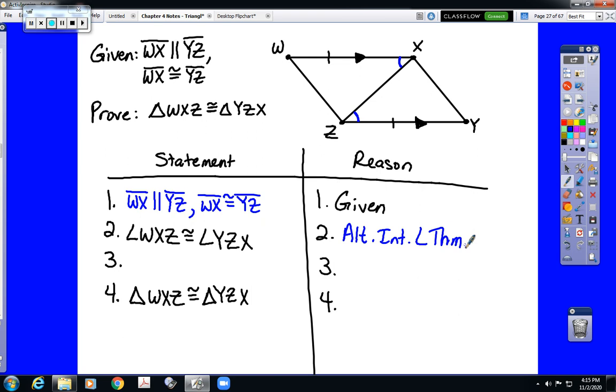From there, we need to recognize that these two triangles, WXZ and YZX, share a common side. They have XZ in common.